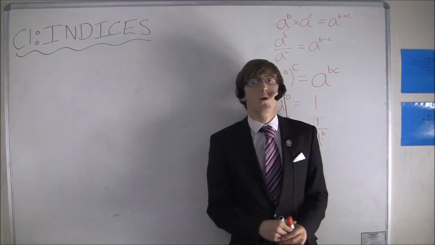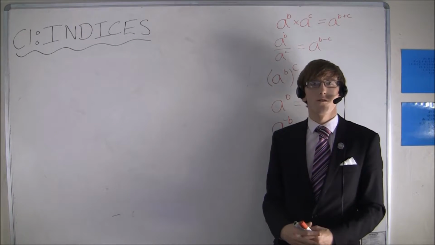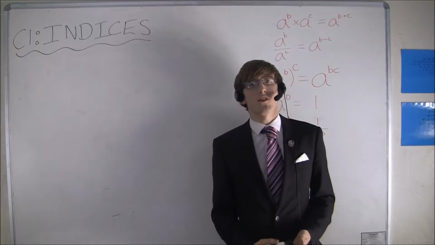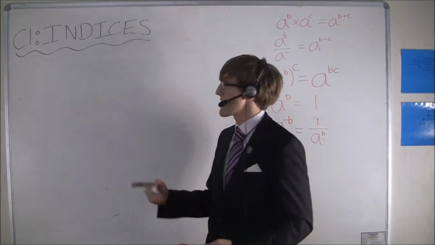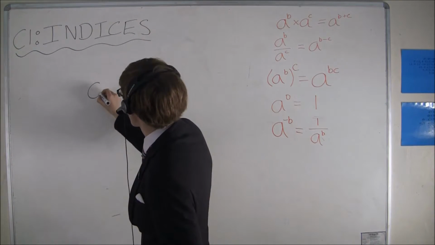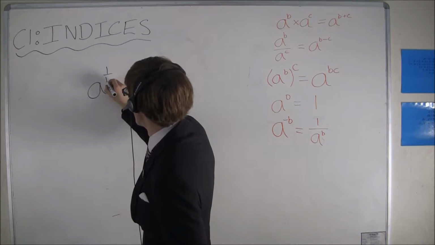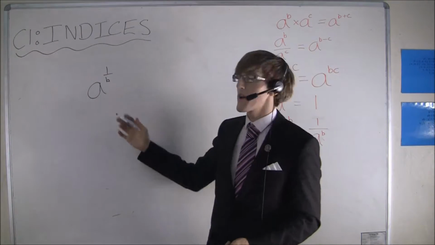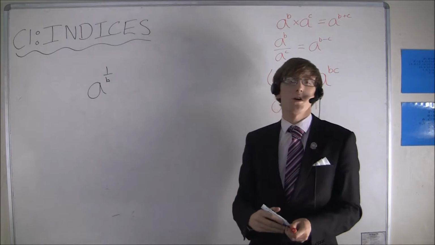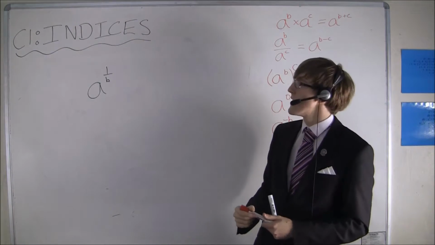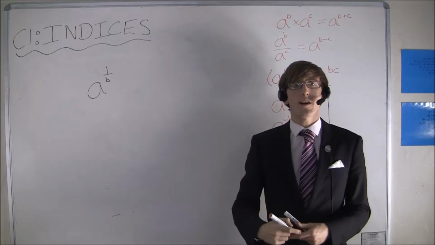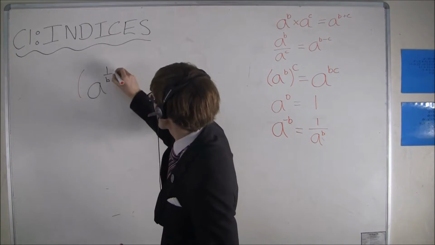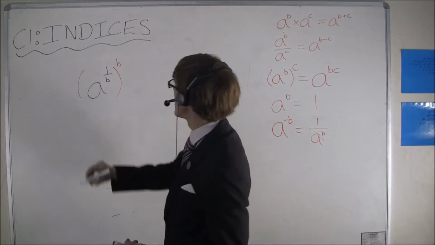The next indices law that we need to look at is quite difficult to think about conceptually. We're going to look at what happens if we raise something to a fractional power. Specifically, we're going to see what happens if we have a to the power of 1 over b. Now, I'm going to keep in black what we want to evaluate, and we're going to manipulate it, and I'm going to do that in red just so it's clear what we're doing. So we're going to look at what happens if we raise all of this to the power of b. So, put brackets around it, raise it to the power of b.